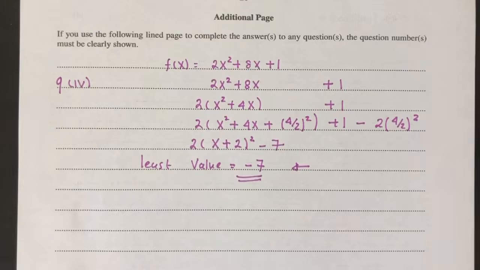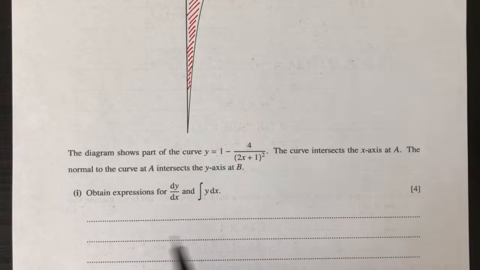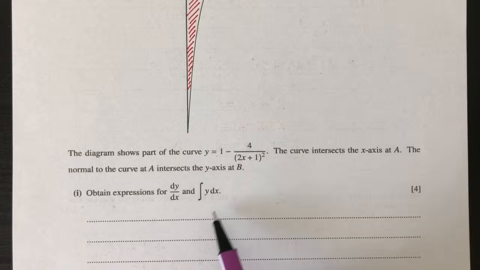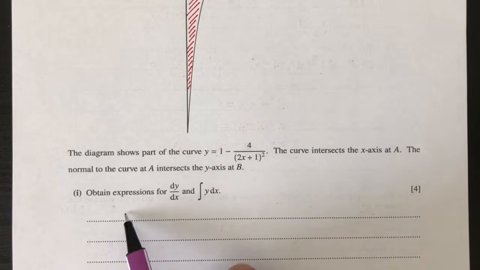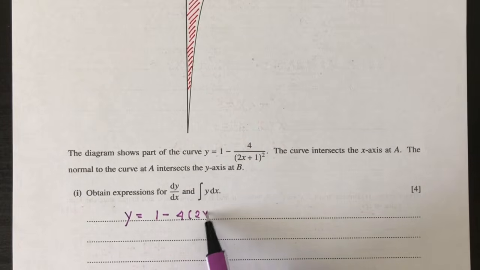Okay, so that will be number 9. Question number 10. So here we go. We have a curve and a straight line going through A and B. The curve is given by this equation. So let's see question number 1. It says obtain the expression for dy by dx and the integration of y. So y is given to us by 1 minus 4 over this, so that will be 1 minus 4 times (2x plus 1) to the power minus 2.